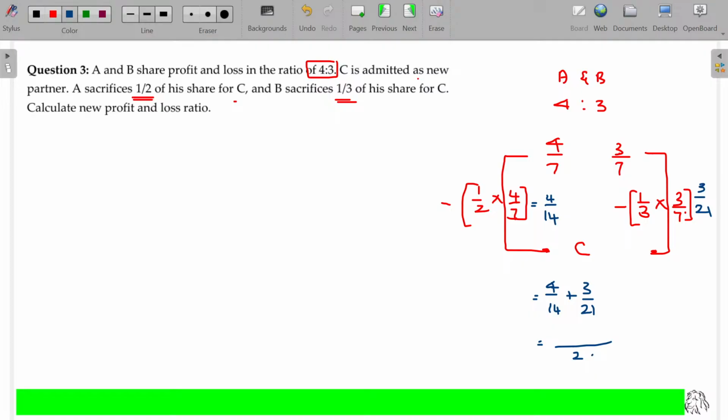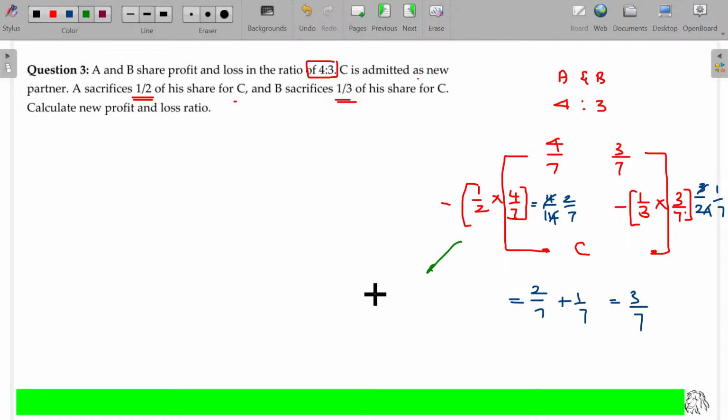Or can I make it 28 so that it will be comfortable to calculate? Yeah, take the LCM. I can simplify this one. This is 2/7. This is 1/7. Am I right? So now the calculation is pretty simple. 2/7 plus 1/7, 3/7.